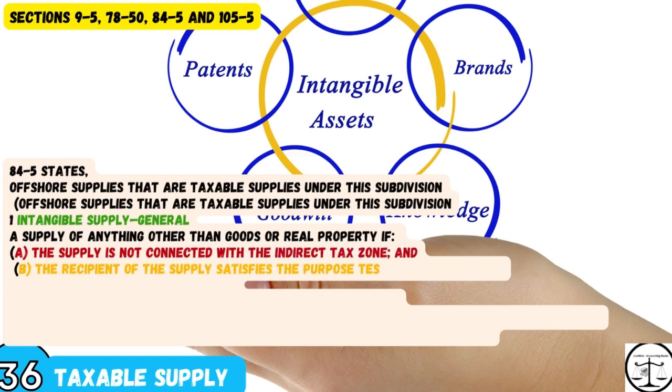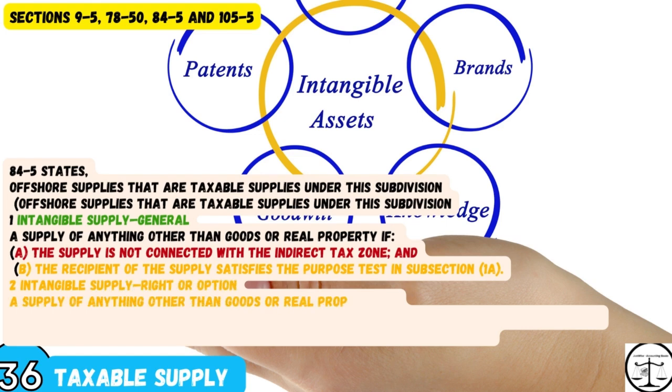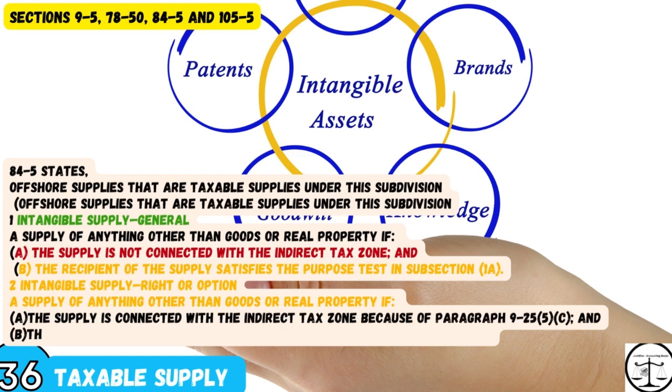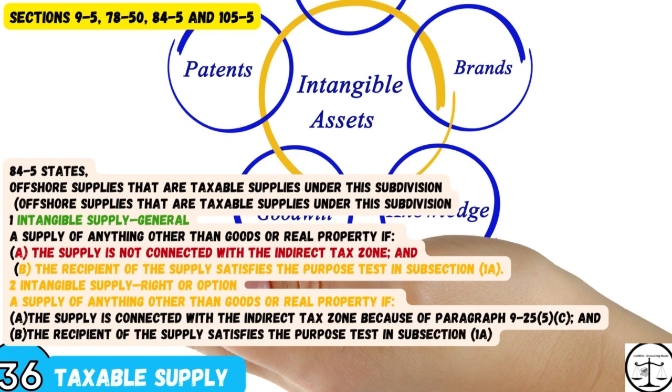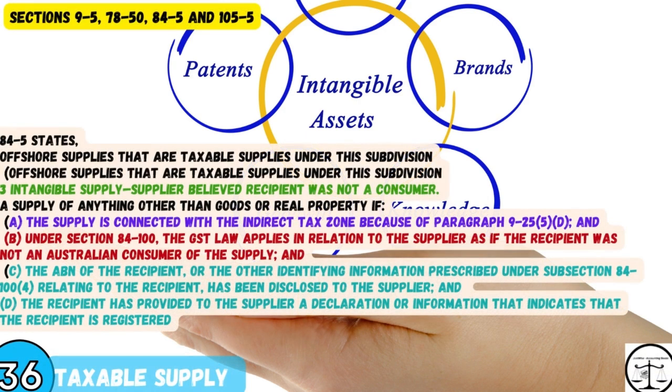The supply is not connected with the indirect tax zone, and B. The recipient of the supply satisfies the purpose test in subsection 1A. 2. Intangible supply. Right or option. A supply of anything other than goods or real property if A. The supply is connected with the indirect tax zone because of paragraph 9-25(5)(c), and B. The recipient of the supply satisfies the purpose test in subsection 1A.